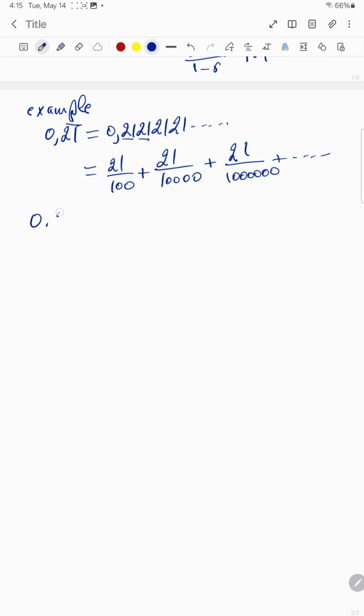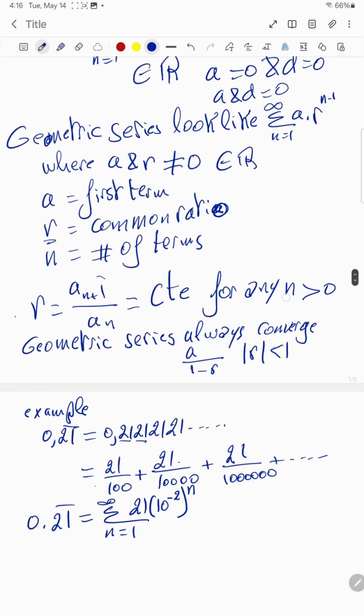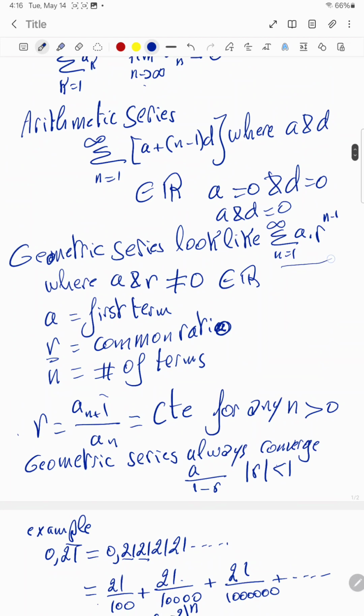So 0.21 periodic is equal to the sum for n equal 1 to infinity of 21 multiplied by 10 to the power of minus 2, divided by 100 to the power of n. If n is equal to 1, I will have the first term, and for n equal to 2, I will have the second term, etc. This is a geometric series because it looks like this one.